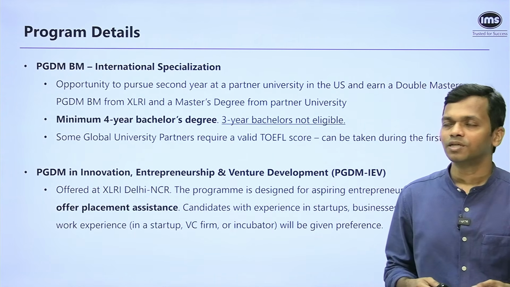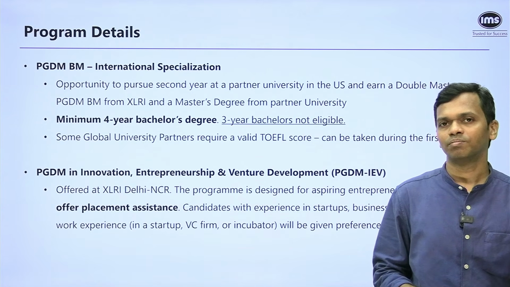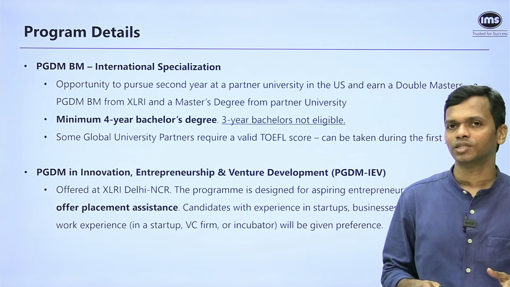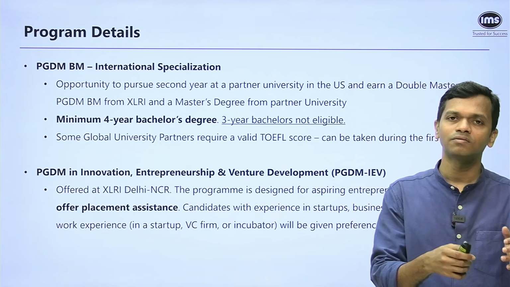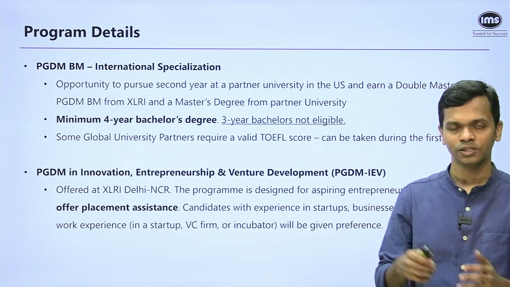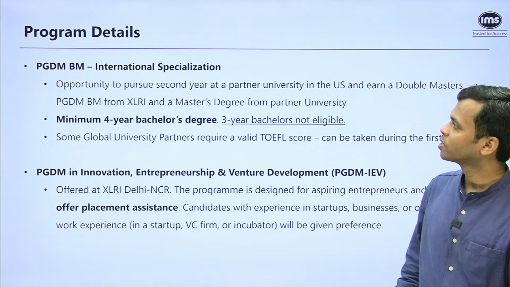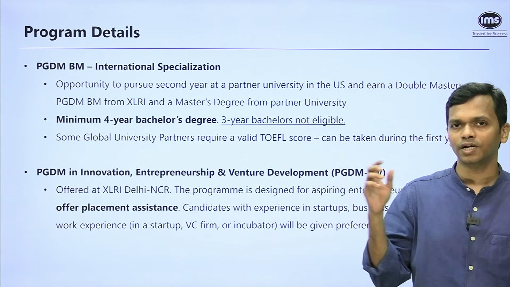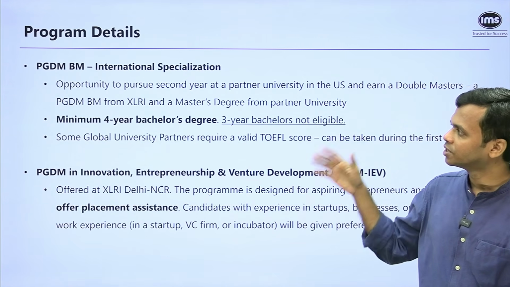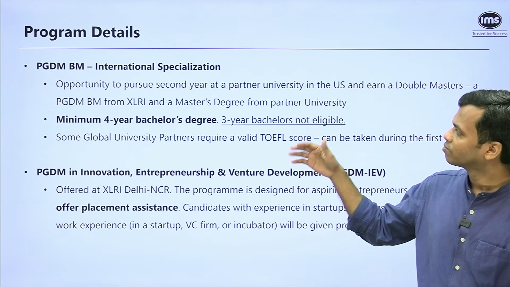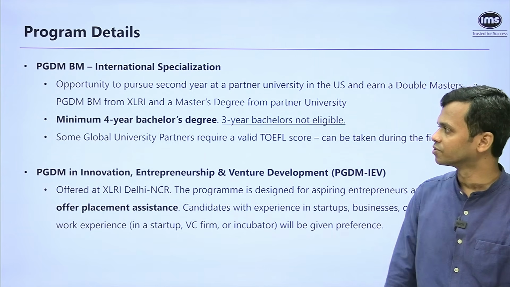The next is PGDMBM International Specialization, as I mentioned. The International Specialization is basically first year at XLRI and second year at a partner university in the US. I'll show you the names of the universities. So it gives you an opportunity to pursue second year at one of those partner institutions, and you get a double master's. One is PGDMBM from XLRI and the other will be a master's degree from the partner university.